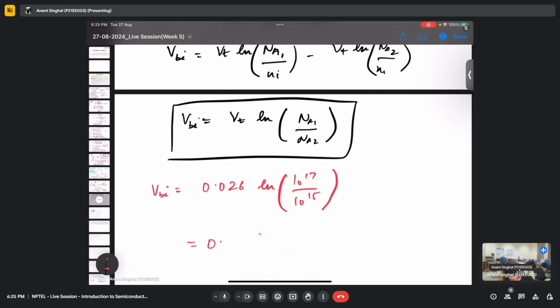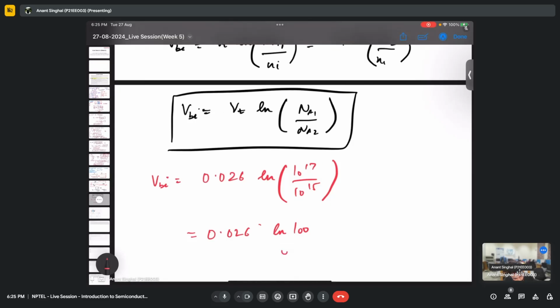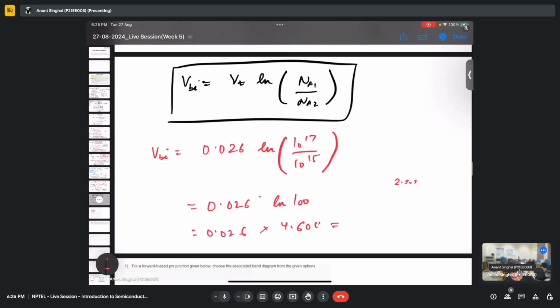So it will come around 0.026 ln 100. Ln 100 is 2.303 times 2, so 4.606, times 0.026. Let me calculate it quickly. It will come out to be 0.119756 volts.